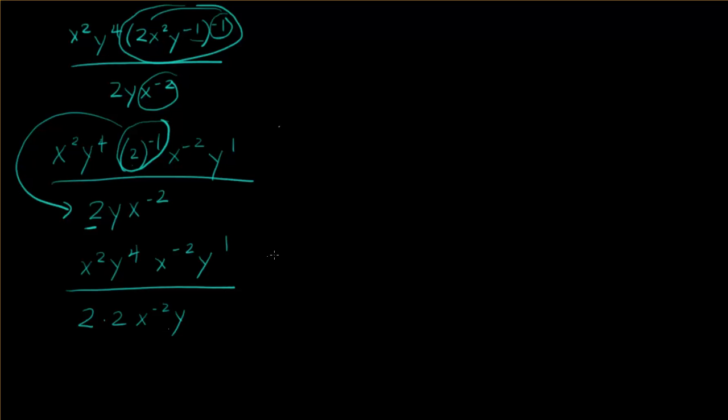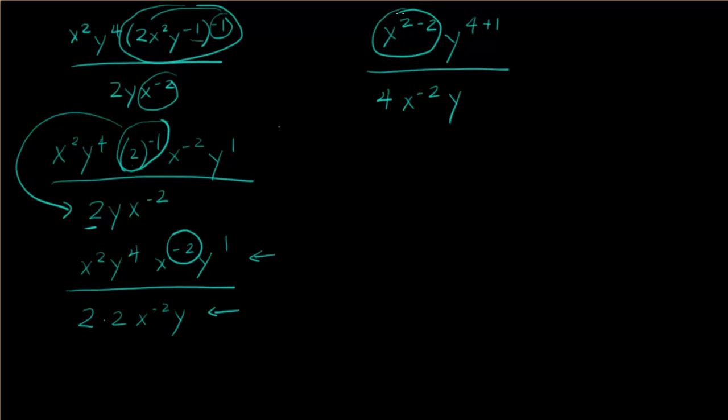Okay, now I'm going to simplify everything in the numerator. So we have an x to the 2, and then we have a -2. We need to add that -2, so that's a -2, and then a y, and then a 4 plus 1. Okay, now everything in the denominator, I have a 4, and then I have an x to the -2 and a y. Okay, over here we have an x to the 2 minus 2. That's x to the 0, which means that is a 1. And then we have a y to the 5th. Okay, and then 4 x to the -2 to the y.